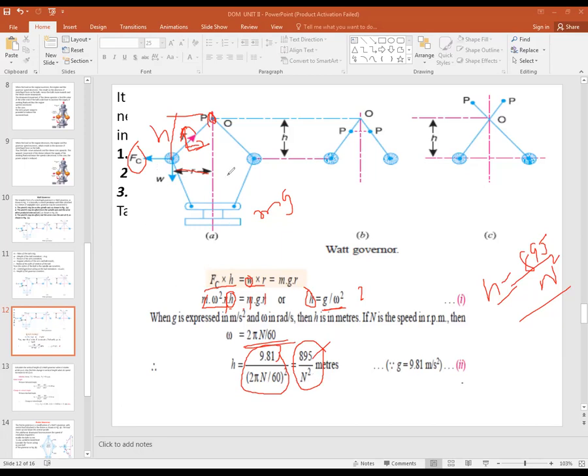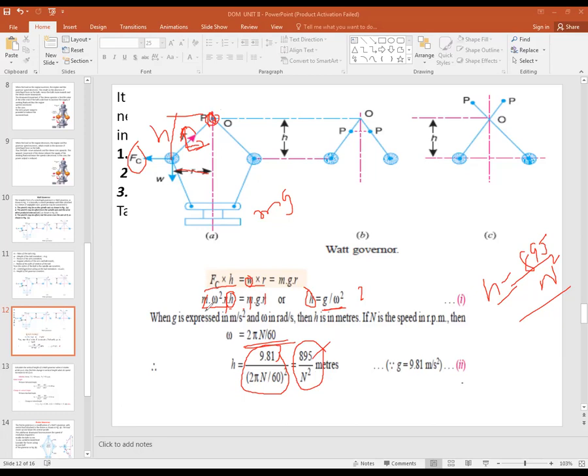I'm just considering moment about P, the couple about P. Horizontal force Fc into vertical distance h, and W is nothing but the vertical force into the perpendicular distance r.